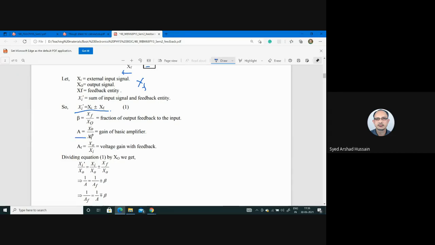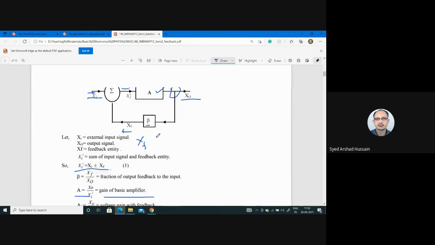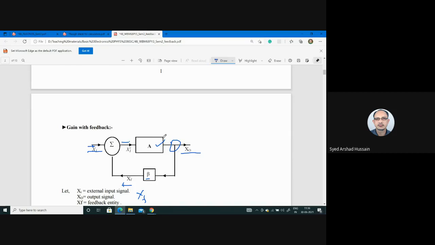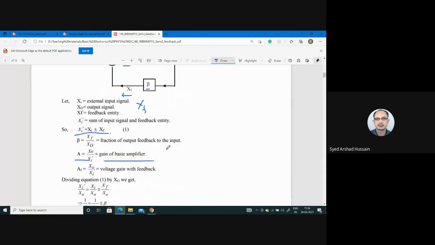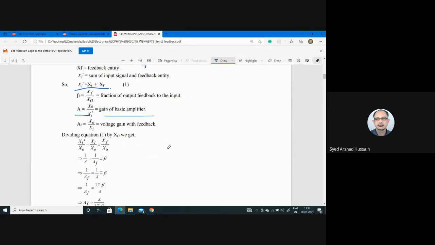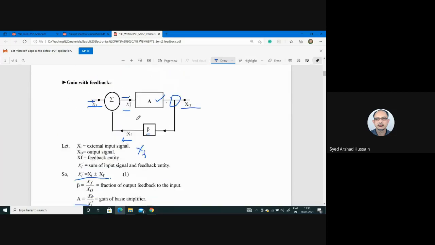A is the gain of the basic amplifier, that is, the gain without feedback. A is the gain without feedback. It means whatever this amplifier gets at the input, it will amplify. So this is the gain of the basic amplifier, and this is equal to output divided by input. So its input is Xi dash.